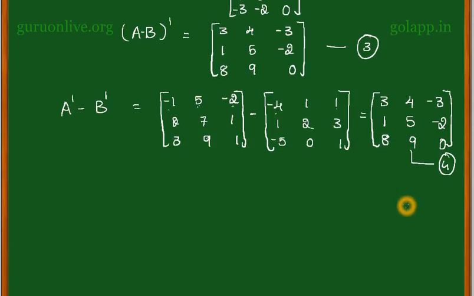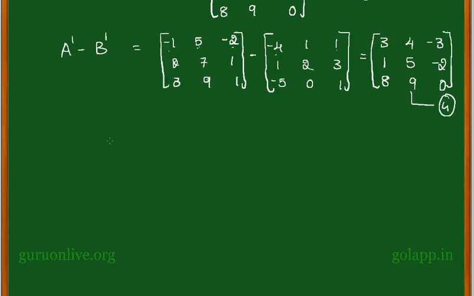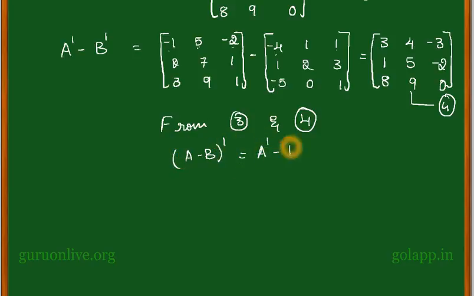So compare equation 3 and 4. The elements of matrix both are equal. So we can say from 3 and 4, A minus B whole transpose is equal to A transpose minus B transpose.